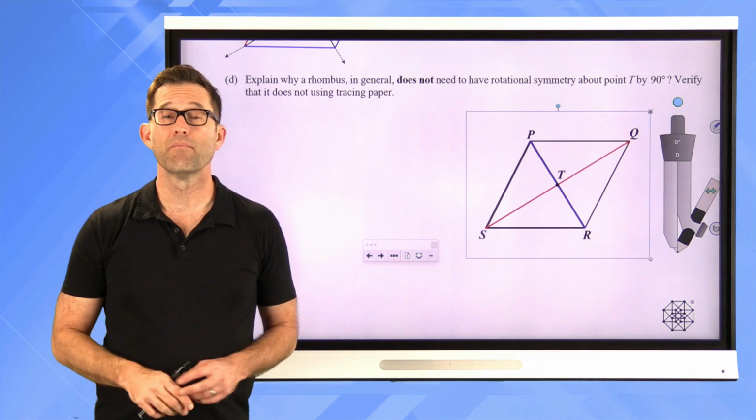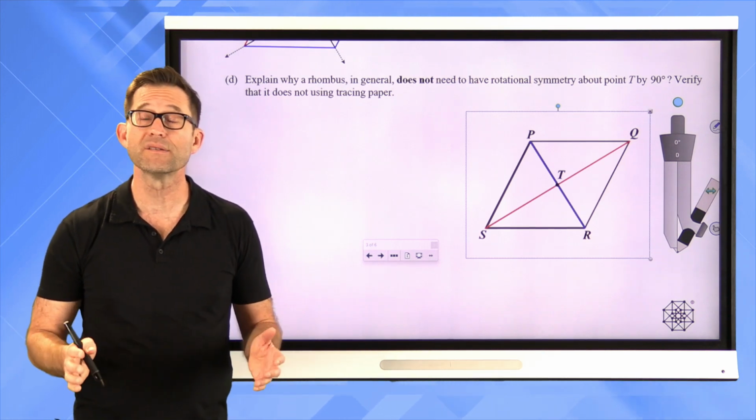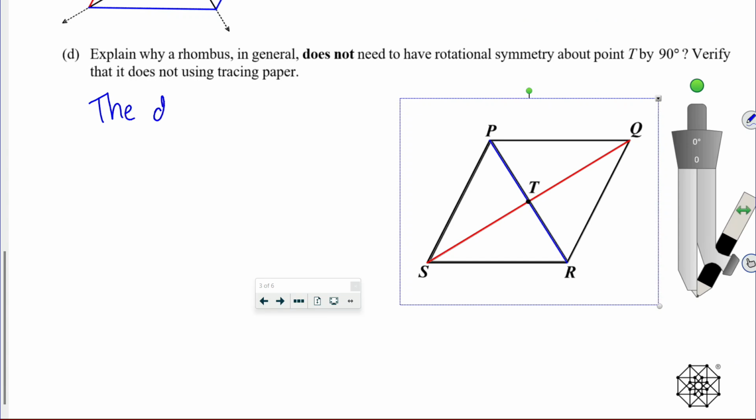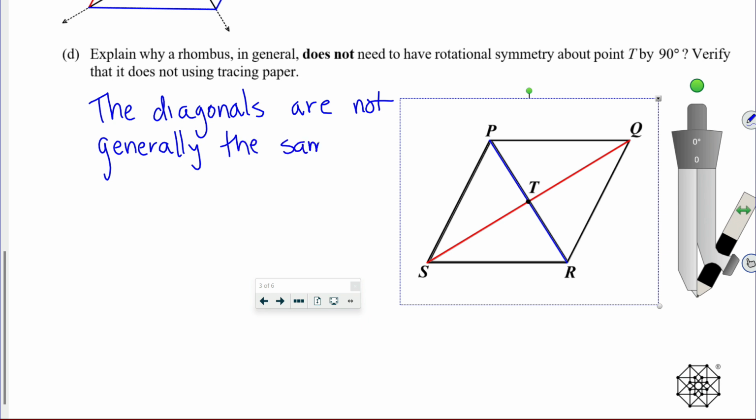Well, they simply won't map onto themselves because the diagonals aren't the same length. And I'm going to say they are not generally, because you can have some rhombuses where the diagonals are the same length, but the diagonals are not generally the same length.